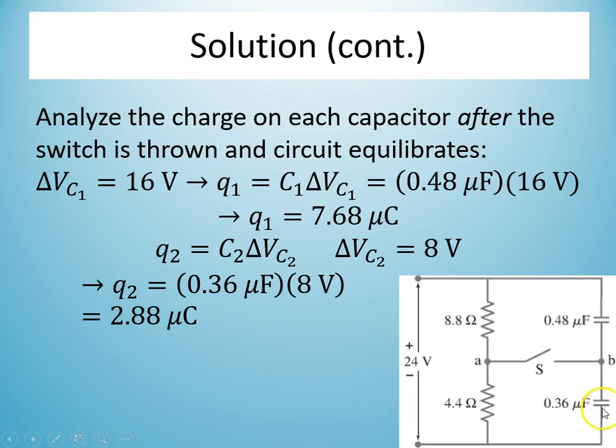Again, that's different now because here we have this connection here. These resistors are changing things up. We have this wire. This wire is an equipotential surface, which means that the potential difference between here and here has got to be the same. So after everything comes to equilibrium, we have 2.88 microcoulombs here, 7.68 microcoulombs here. Well, what does that mean?